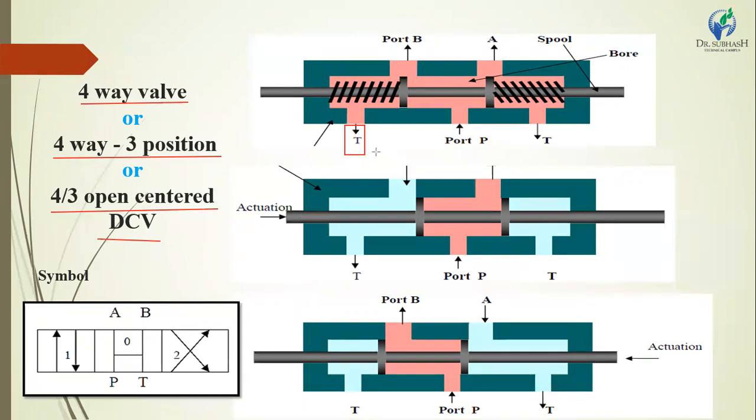This point T is mentioned as the tank. Port P is the oil coming from the hydraulic pump. This also T is mentioned as the tank. Both of these T are common, not individual, so we have to consider only one. Here the ports are B and A. Both port A and B are connected to the hydraulic circuit. This portion is the body of the direction control valve. This portion is the spool and this pink portion is called the bore of the direction control valve.